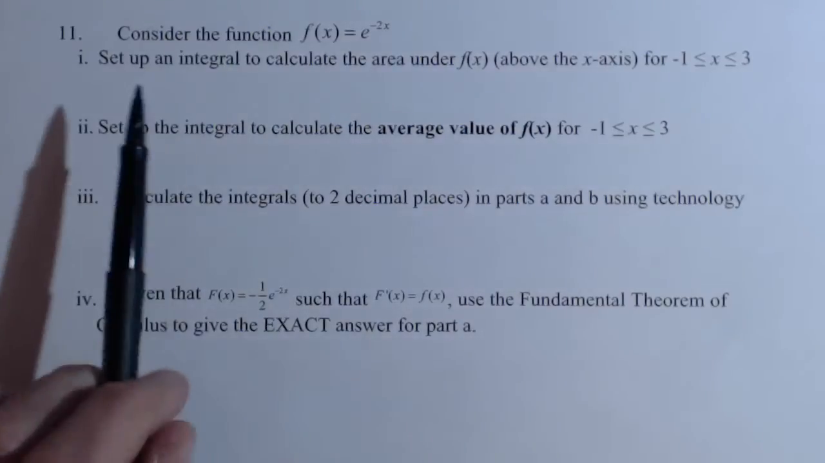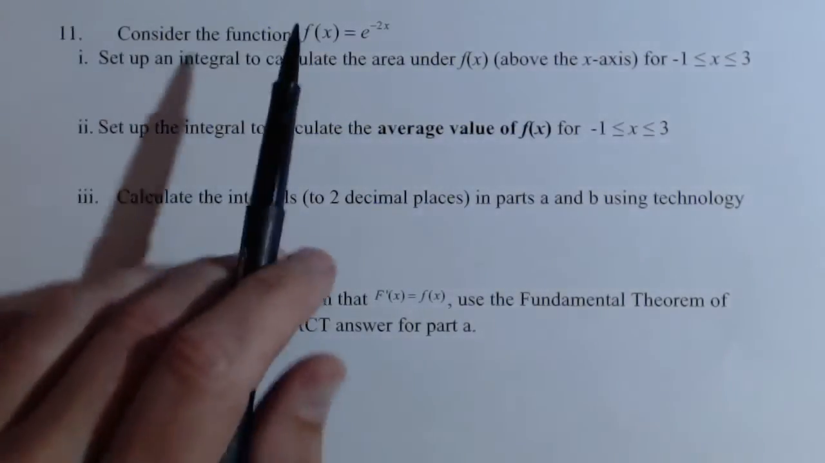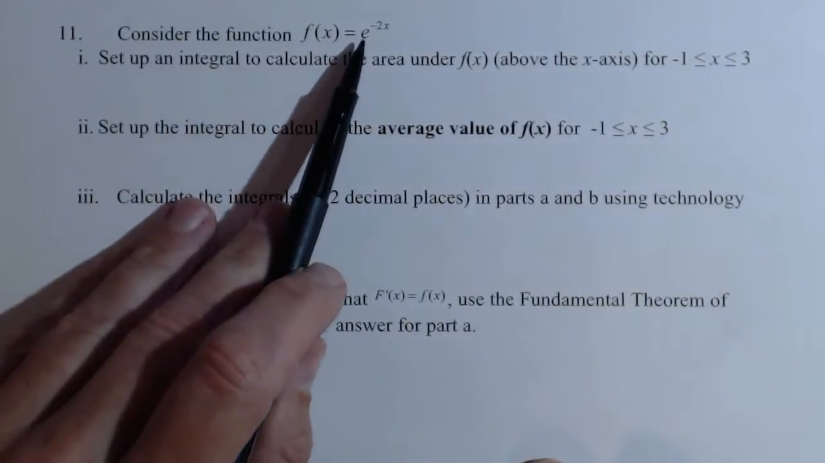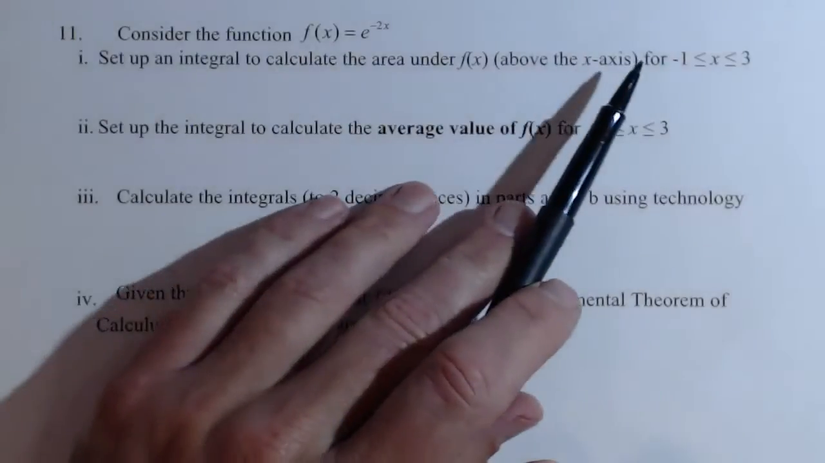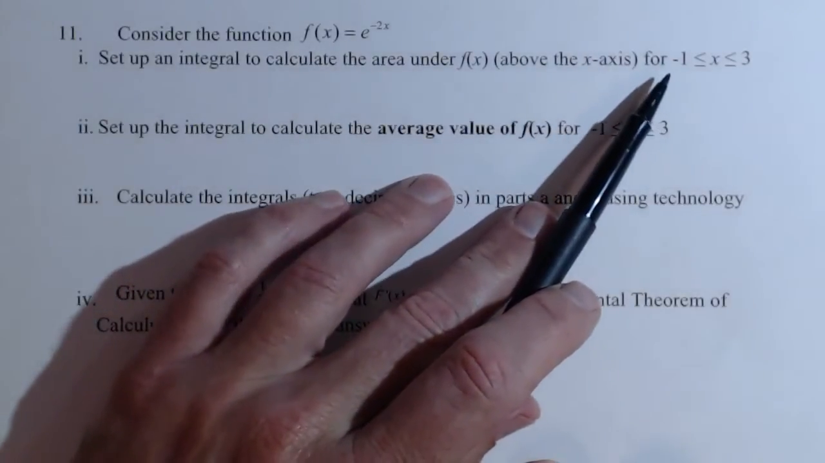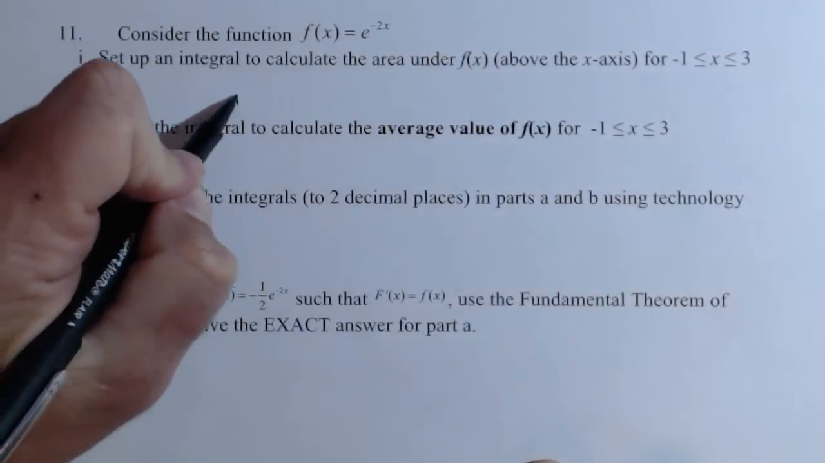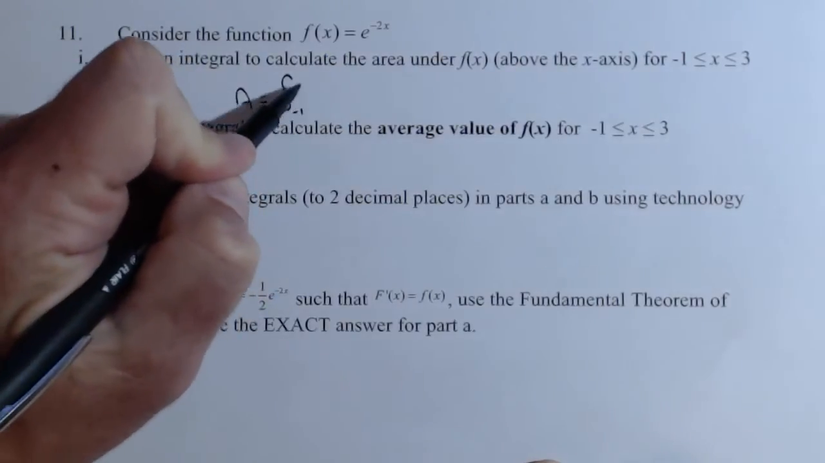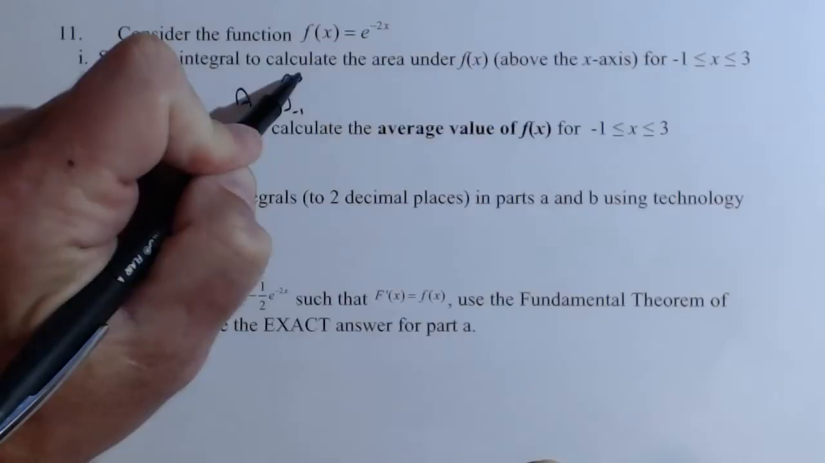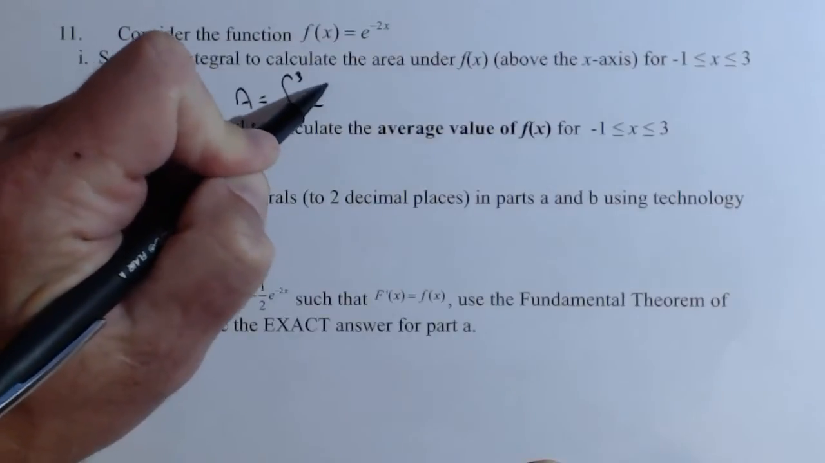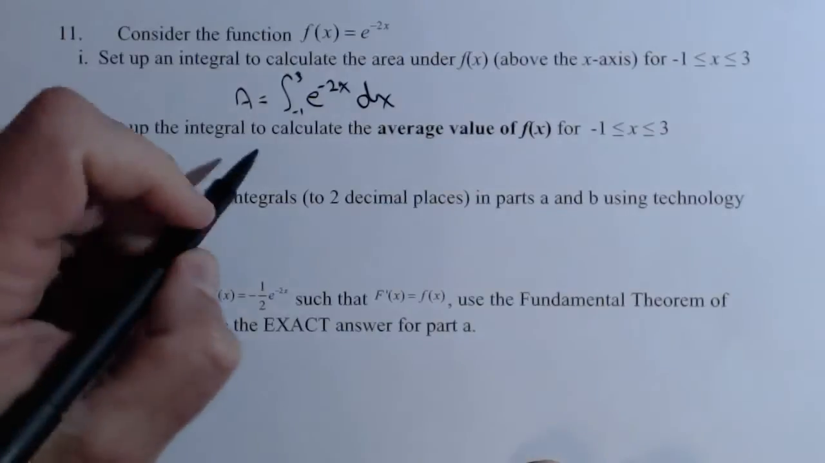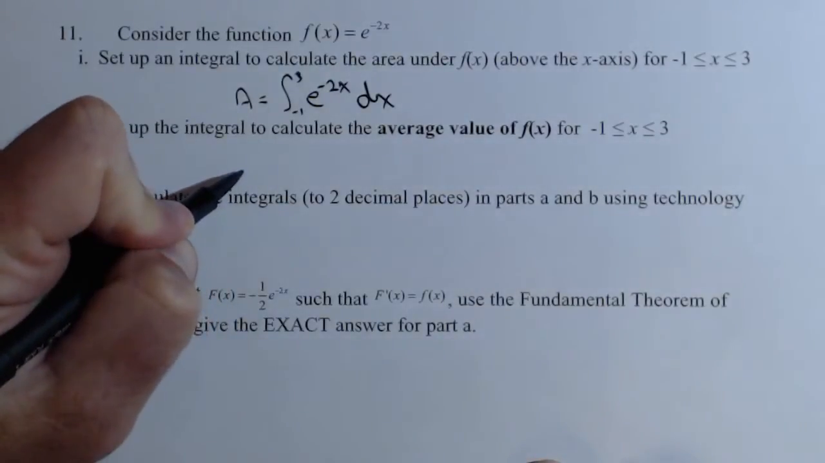So in this video, we're just going to go through the steps of calculating area and average value of a function. So for e to the negative 2x, if our interval is negative 1 to 3, if we wanted to get an integral to calculate the exact area, our limits would be negative 1 to 3 of e to the negative 2x dx.